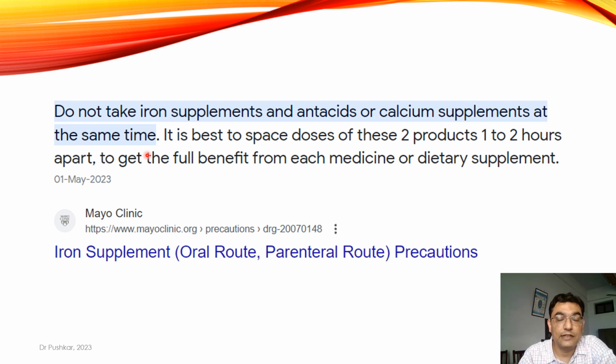We have to understand it because iron deficiency is very common, especially in women. So if we want to prescribe iron to some woman or some man, we have to understand that we should not give antacids or calcium supplements at the same time. There should be a dosage space, meaning a gap between these two drugs of 1 to 2 hours. It is written here. Why is it so? We will understand that. This is known as drug-drug interaction. We will see that.